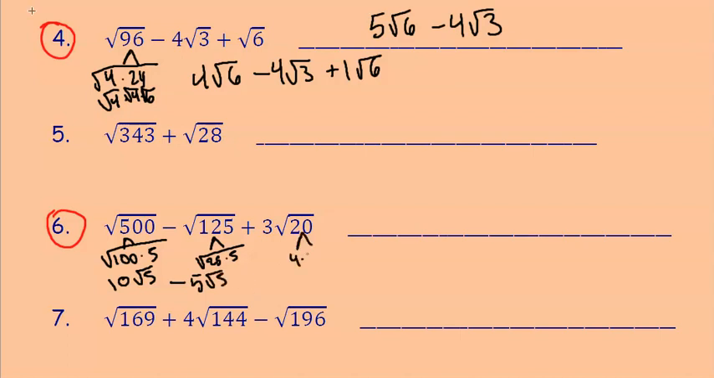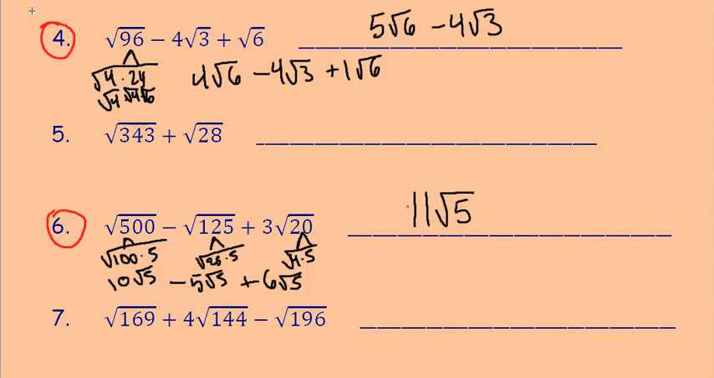20 is 4 times 5. So then we have 2 times 3, which is 6, 6 square root 5. Okay, all three of these are like terms. 10 plus 6 is 16. 16 minus 5 is 11. So our simplified expression is 11 square root 5.